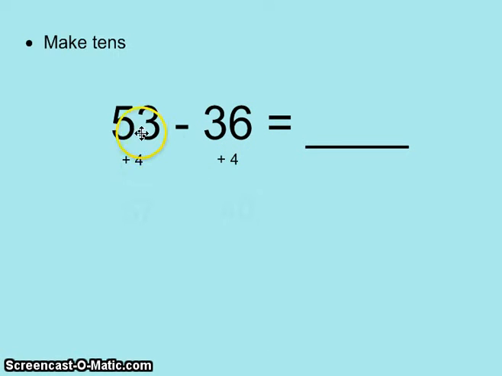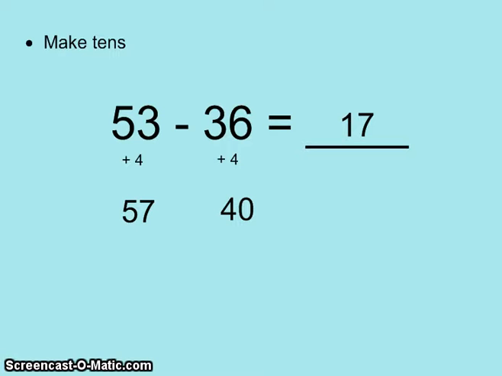But look, I'm going to add 4 to 53, and that will keep my equation balanced just like a seesaw. When I add 53 plus 4, I'll get 57. And when I add 36 plus 4, I'll get 40. Now I can subtract 57 minus 40, and because I have a 0 in the ones place, this equation became easier to solve in my head. 57 minus 40 equals 17.